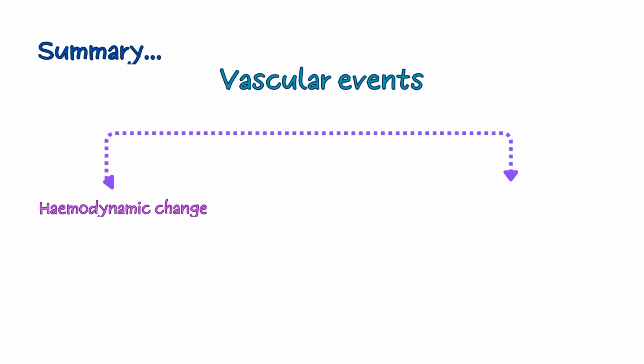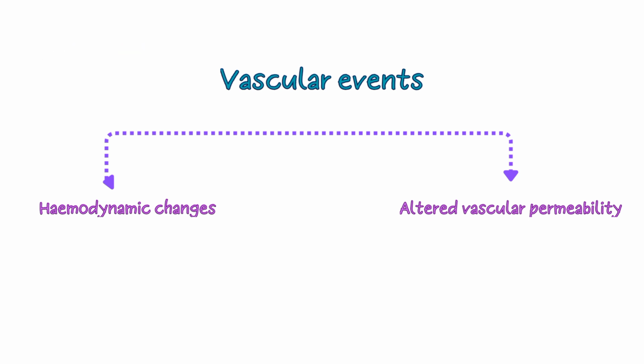Summary. Till now, we are done with vascular events. In this, haemodynamic changes show the signs of inflammation, that is redness, warmth and pain, and altered vascular permeability shows edema, which is also a sign of inflammation. In part 3 of inflammation we will be discussing cellular event.